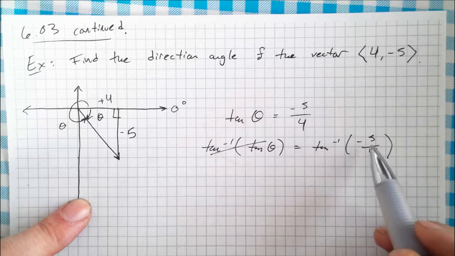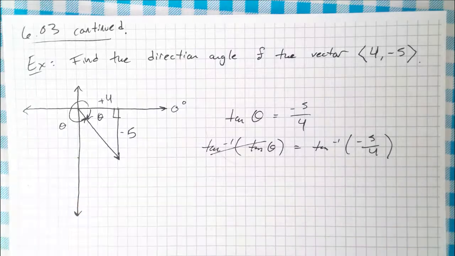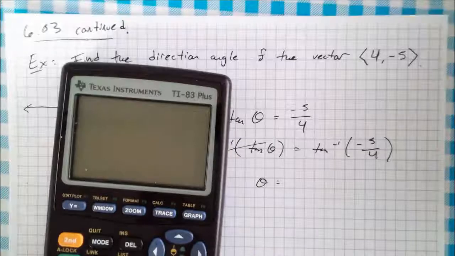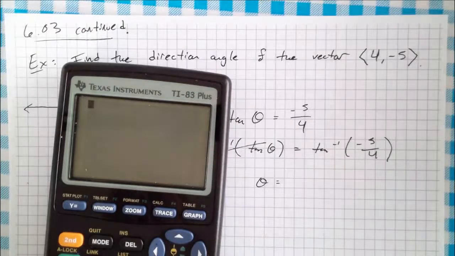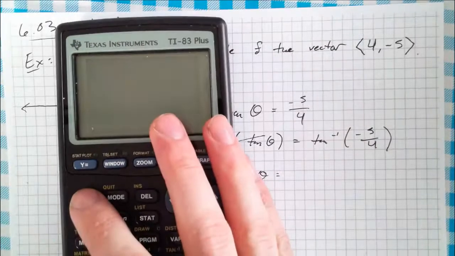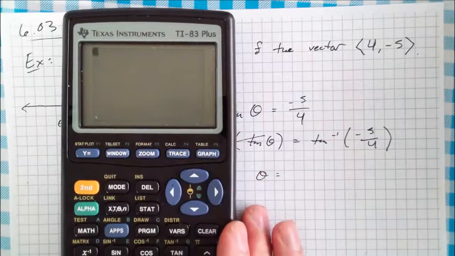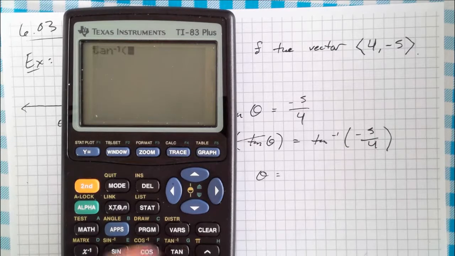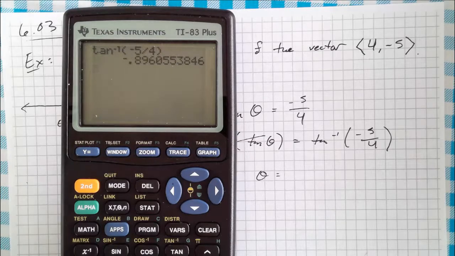Okay. So theta equals inverse tangent of -5/4. We can just go to our calculator for that, right? Go to our very good friend, the TI-83. Inverse tangent. I'll show the buttons that I'm pushing if I can. Yep. There's inverse tangent of -5/4. And we get a value of -0.89.